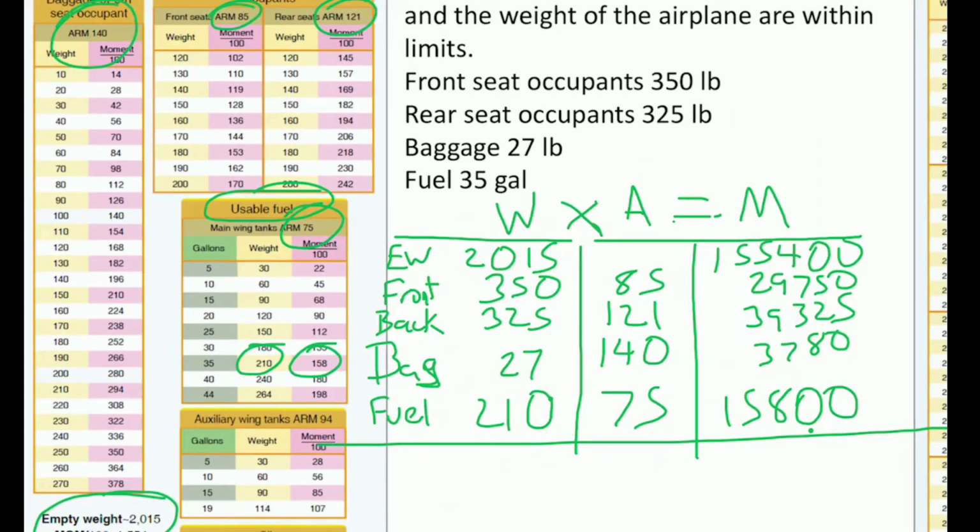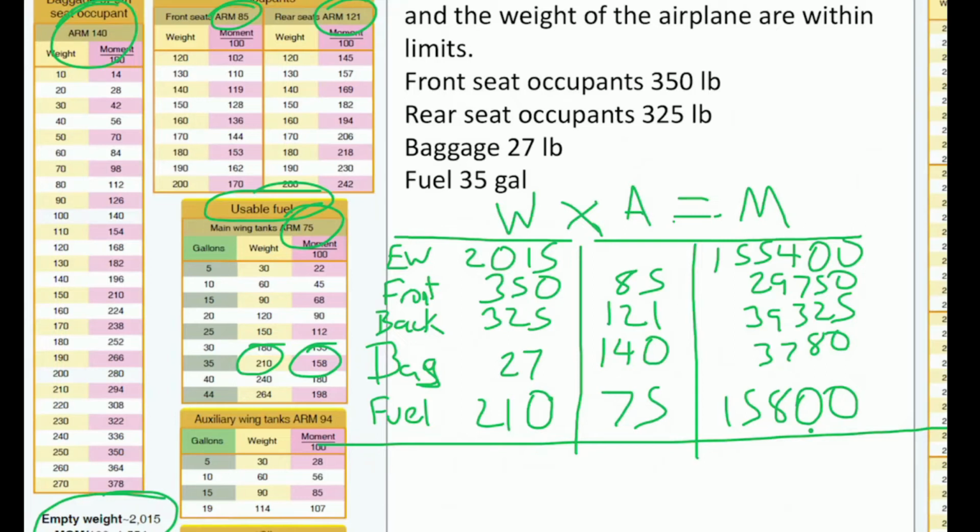And if we do the math for 210 times 75, now here's the thing, if you use the table, it's 15800. If you actually multiply it out, it'll be 15750, so it rounds it to 15800. Close enough for what we're doing. Just be consistent in how you do it.